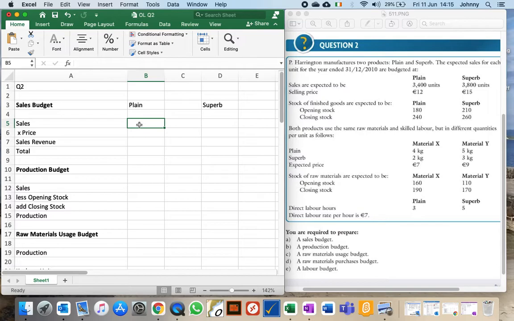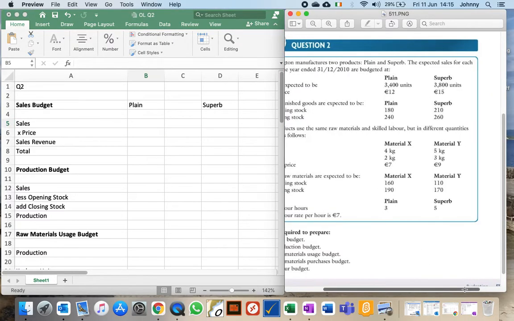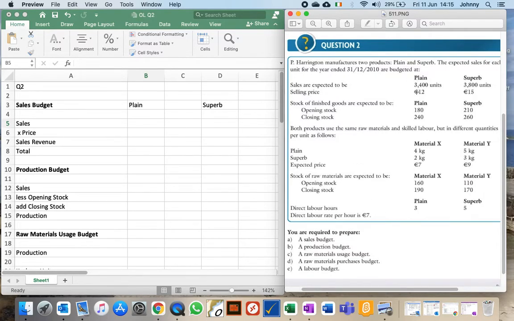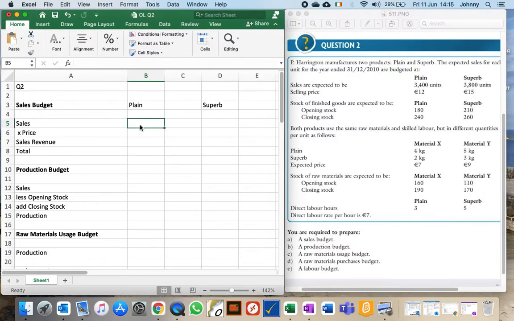So for the sales budget, how many am I going to sell? Let's just have a quick look, see what they sell for. Okay, so sell 3,400 units of plain. For superb it's 3,800 units. We're going to sell them for €12 each and €15 each. So sales revenue is multiplied, the two of those together in both cases, and then we're going to add the totals together. So the overall money we're going to take in is 97,800. That's the total amount of money that's going to come in. So that's our sales budget done.